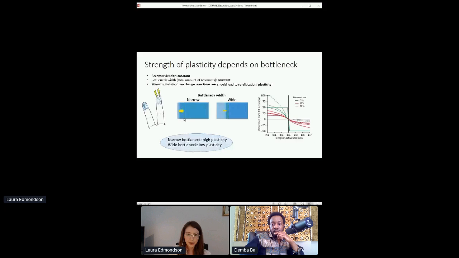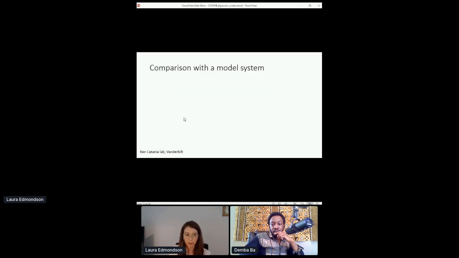So then we decided to think about how we could actually test this empirically. And so we found this model system that's called the star-nose mole. And this model system has been extensively documented by the Catania lab at Vanderbilt. And so this creature called the star-nose mole, it tends to live underground, so it relies a lot on its sense of touch rather than vision.